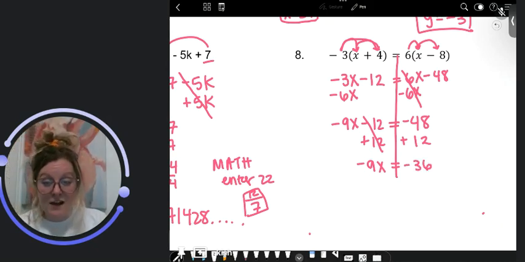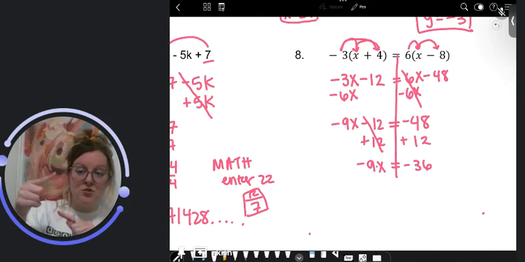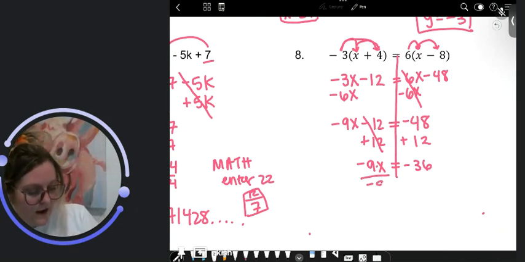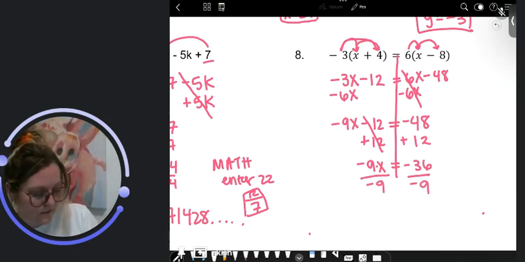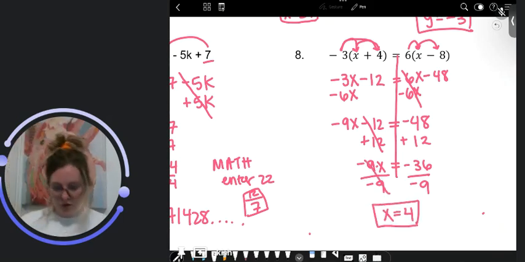And then last step, remember, that is really being multiplied by X. So to undo, I'm going to divide by exactly the same number. I'm dividing by a -9, a -9. So my X value is equal to a +4.